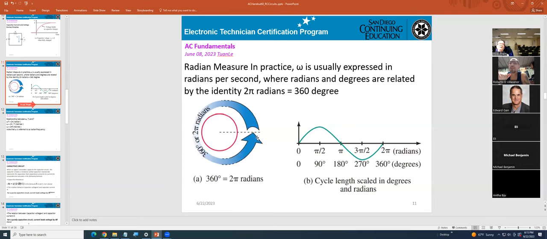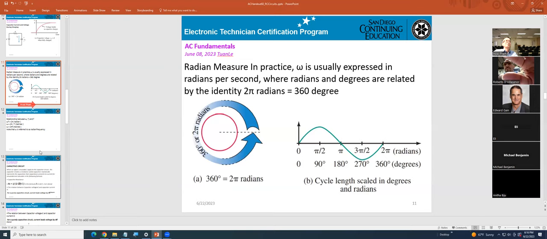However, sometimes they're using radians. This is 90 degrees equals pi divided by 2. Pi equals 180 degrees, 3 pi over 2, 270 degrees, 2 pi, 360 degrees. Okay, remember, 2 pi equals 360 degrees. The only thing you need to do is memorize it. Either way, they can be using degrees or they can be using radians.